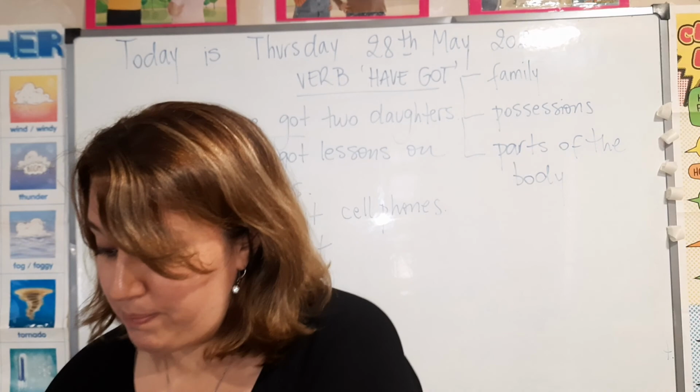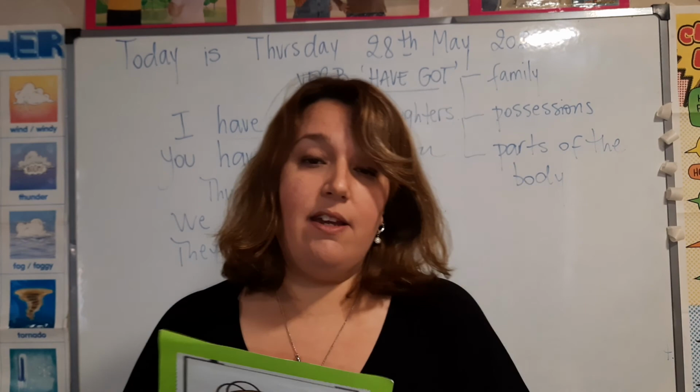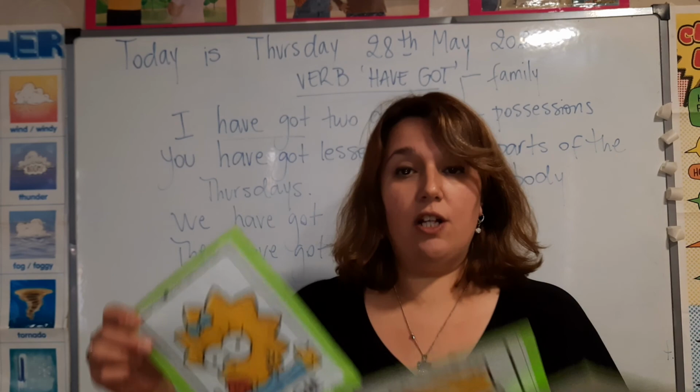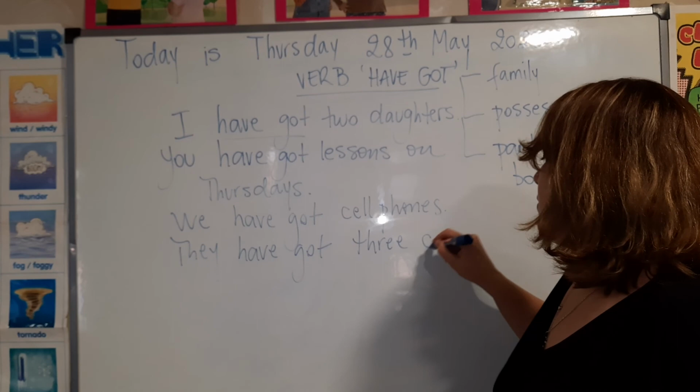For example, about they have got, we can use the Simpsons family again. So we can say, they, Marge and Homer, have got three children. Yes, three children. They have got three children.